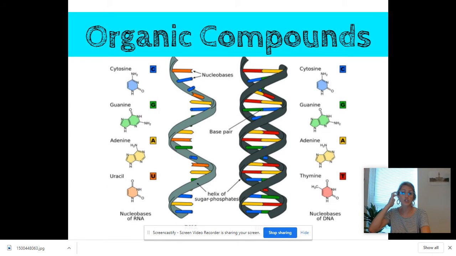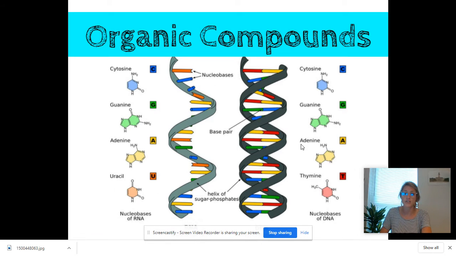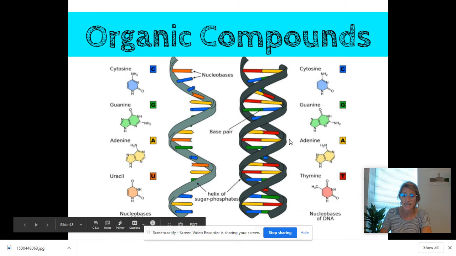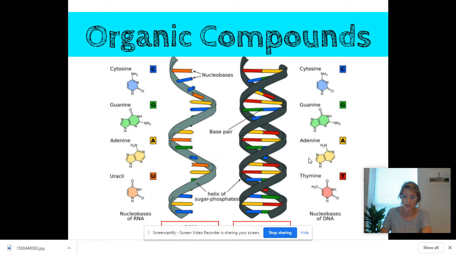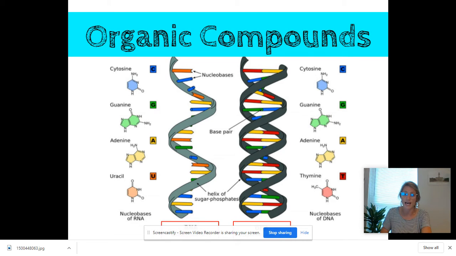All right, so here are your two examples of nucleic acids. We have DNA on the right-hand side and RNA on the left-hand side. As you see, the DNA is double-stranded. DNA is short for deoxyribonucleic acid that you can see down at the bottom.